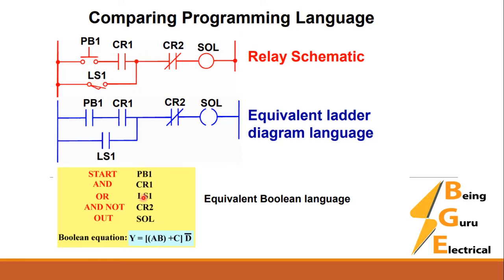Now this result reaches here, where we have NC. So we mention AND NOT gate CR2, this result AND NOT CR2. And now we reach here, so we mention OUT. This is our solenoid output. So this is all about the different languages when you compare the Boolean language and ladder logic.